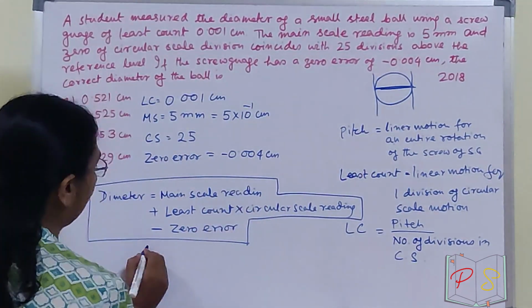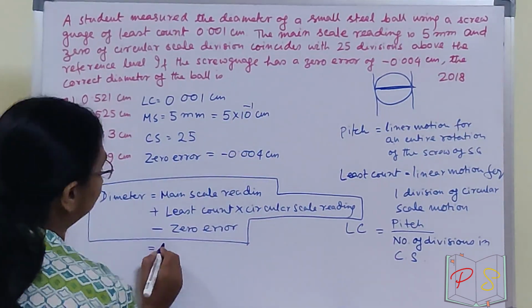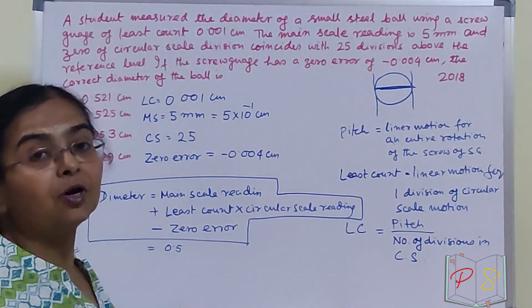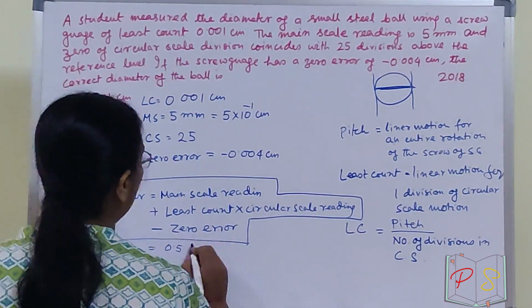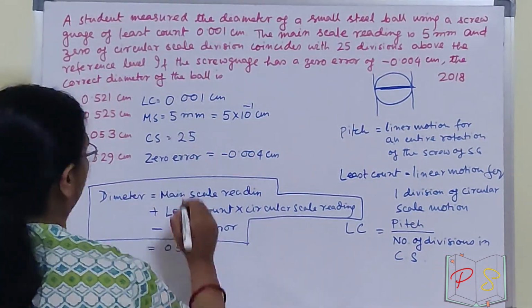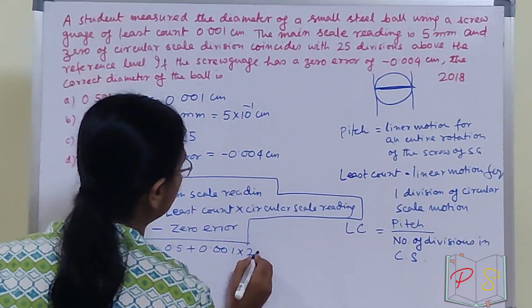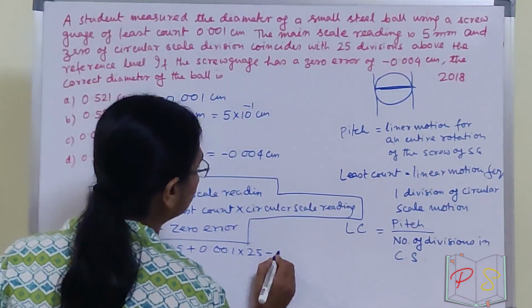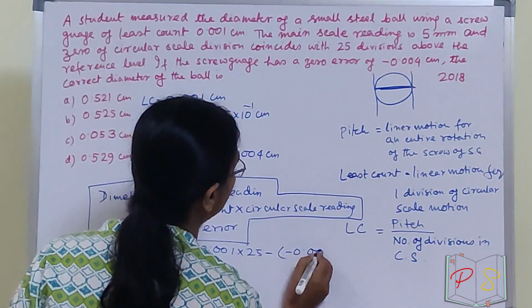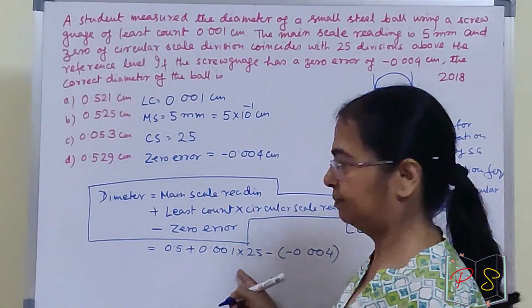Now you put your data, your job is done. Main scale reading is 5 into 10, so 0.5 centimeter. I am considering everything in centimeter. Plus least count, they have given 0.001, into circular scale which is 25, minus this minus 0.004. Everything is in centimeter. This is your answer.